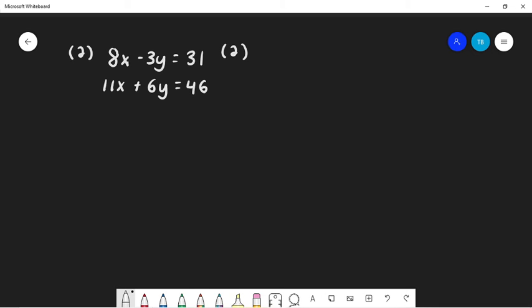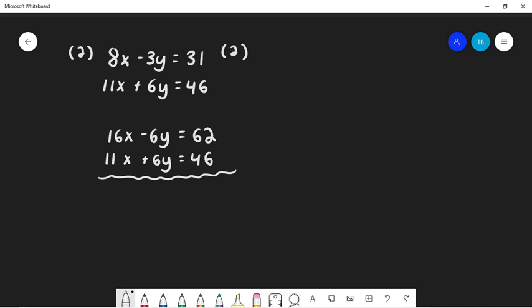If we multiply both sides of the first equation by 2, we have 16x minus 6y equals 62. And then again, the second equation remains the same. I'll just rewrite it down here. 11x plus 6y equals 46. So now we have a system of equations where the y terms are opposites. So we can add the two equations together, solve for x, and then go back and solve for y.